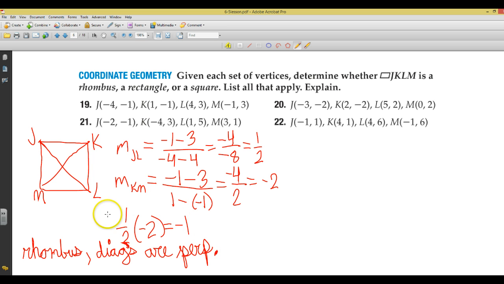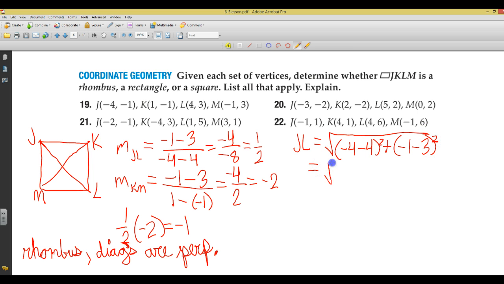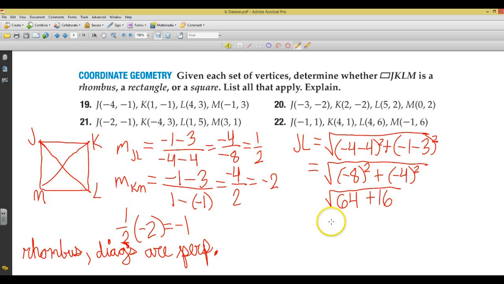But before we're done, we also need to see if the diagonals are congruent. So we need the distance between J and L. So my x's are -4 and 4. And my y's are -1 and 3. So simplify this a bit. So we get the square root of 80 for the length of JL.